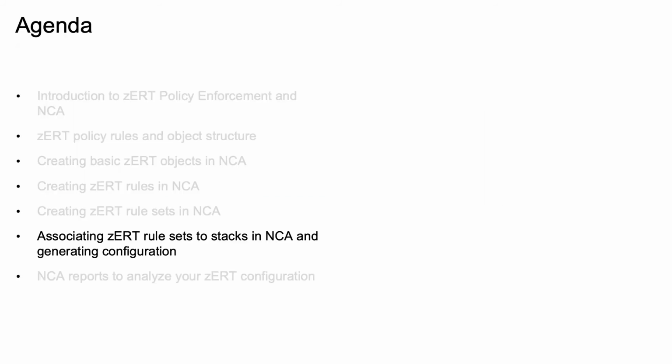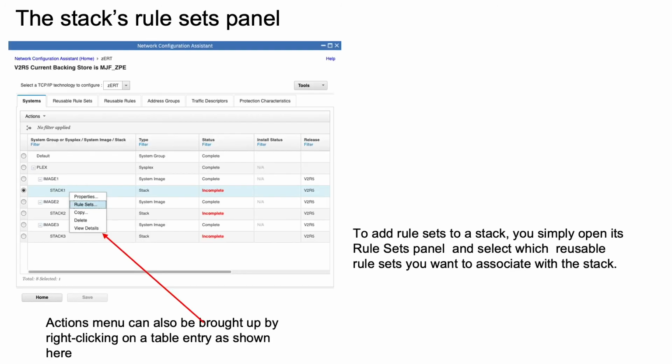Now we'll show you how to associate rule sets to stacks in NCA and how to generate policy agent configuration. To add rule sets to a stack, you open its rule set panel as shown here. This slide also illustrates that you can take actions on a stack either by selecting it and pulling down the Actions menu or by right-clicking it.